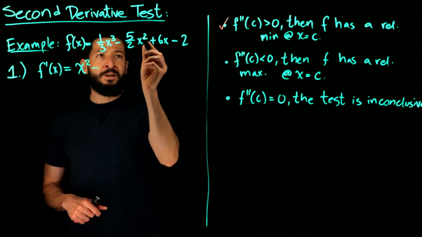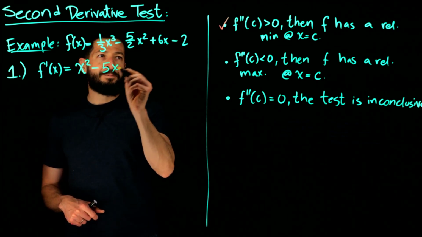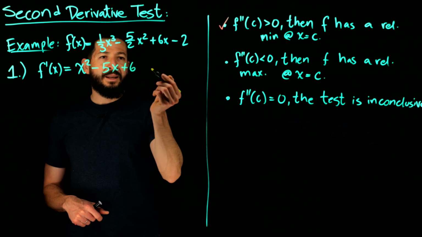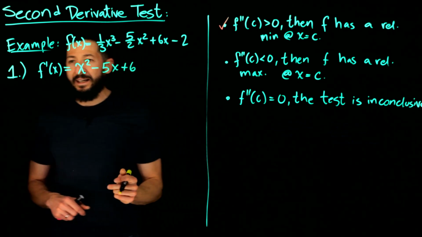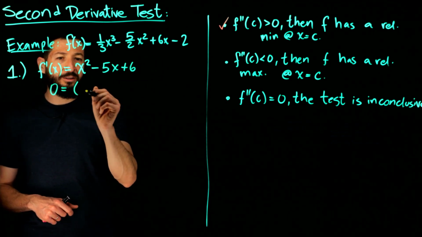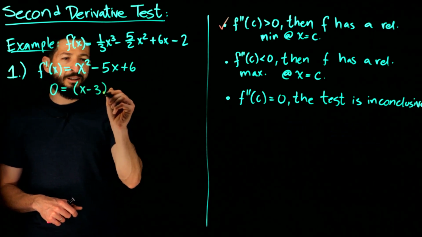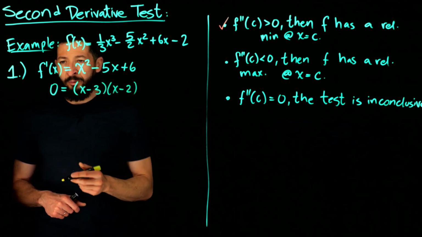For the second term, the 2 that multiplies 5/2 gives me 5. So 5x. And then plus 6. And then the derivative of minus 2 is 0. So we get that, and then we set it equal to 0. So 0 is equal to, and we should factor, x minus 3 times x minus 2. You see, I told you the derivative was nice.